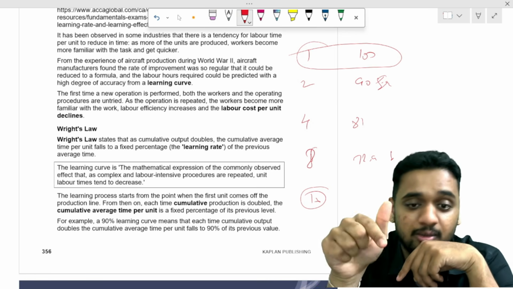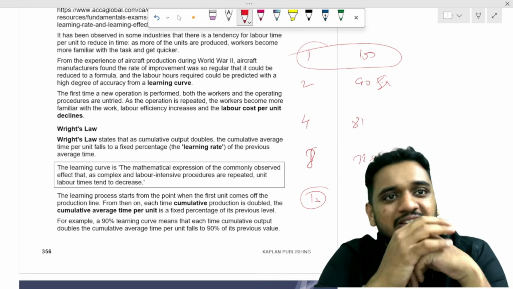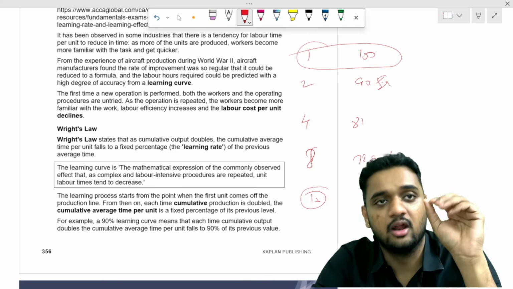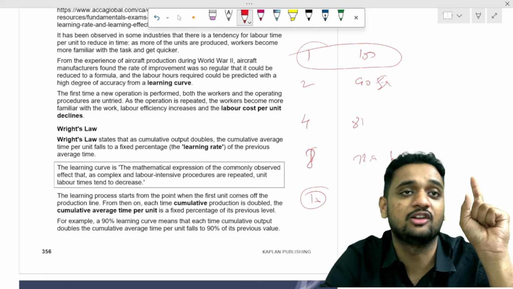That is the beautiful thing here: my cumulative average time keeps on reducing in a fixed percentage. Understood all of you? Yes or no? That is what we are going to see in the learning curve. Learning curve is that you keep on learning as and when you produce. Wright's law tells like this. What does Wright's law say?